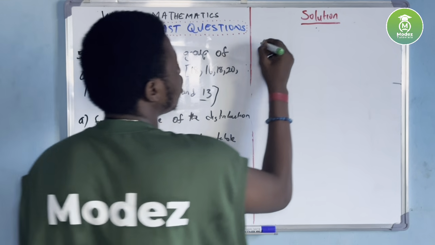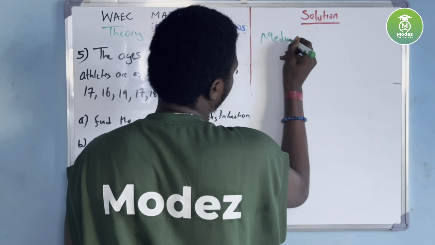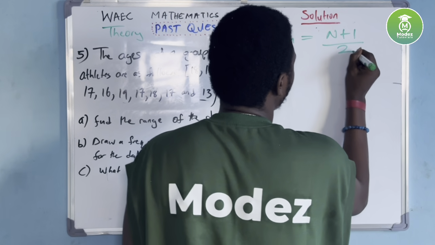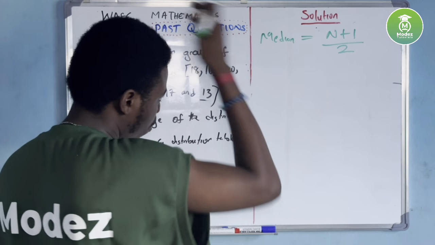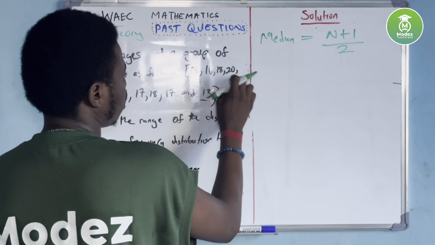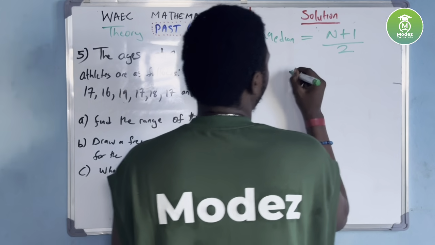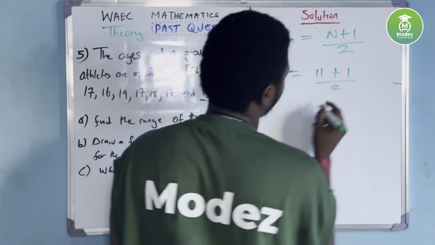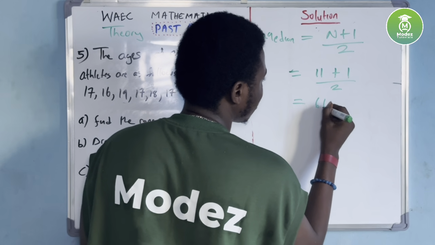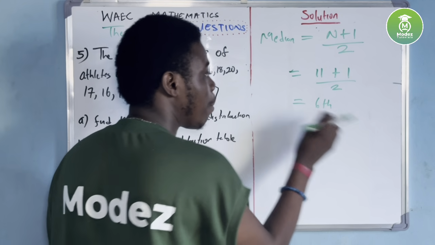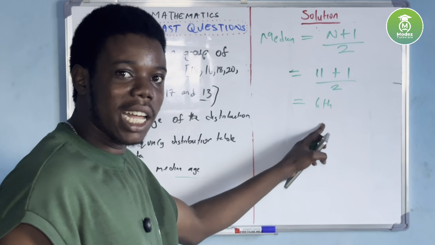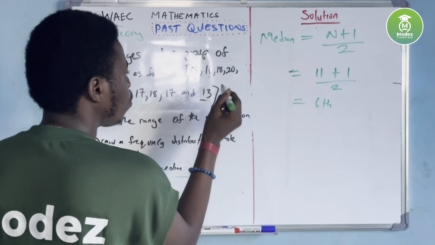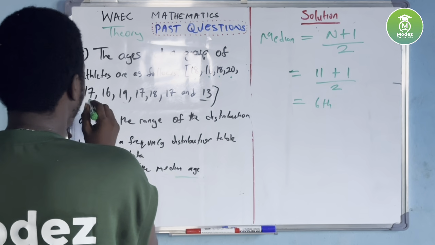The median is equal to what? N plus 1 over 2, where n is the total number of the frequencies here. So n is equal to 11, so 11 plus 1 over 2, which is equal to 6. So we are looking at the sixth term. The sixth term will be the median. That's what it means. So let's count. 1, 2, 3, 4, 5.